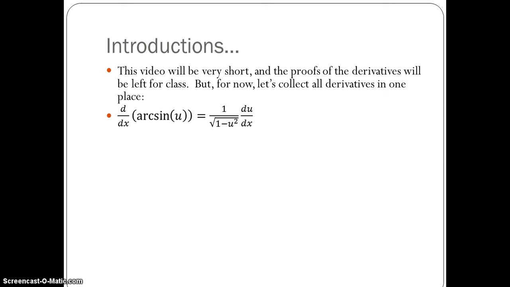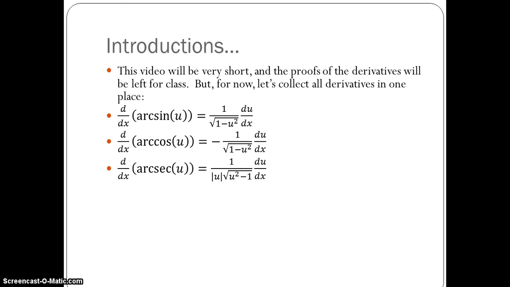First, the derivative of arcsine of u, where u is a function of x. That derivative is 1 over the square root of 1 minus u squared times du dx. Derivative of arc cosine of u is very similar. That derivative is also 1 over square root of 1 minus u squared du dx, but notice it's got a negative in front of it. If you remember when we did our trig derivatives, the derivatives of all the trig functions with a co in front of them were negative, and it's the same here.